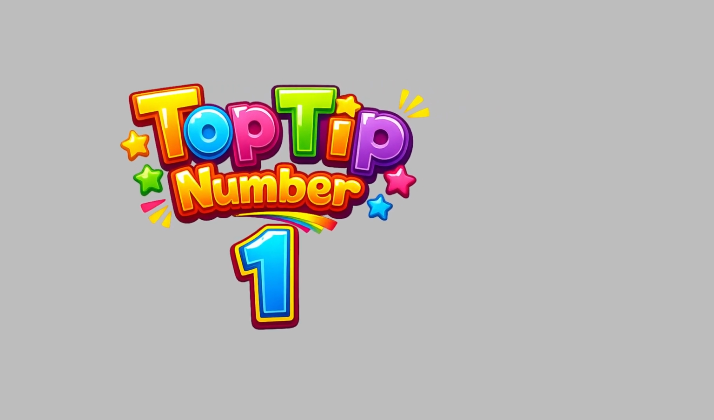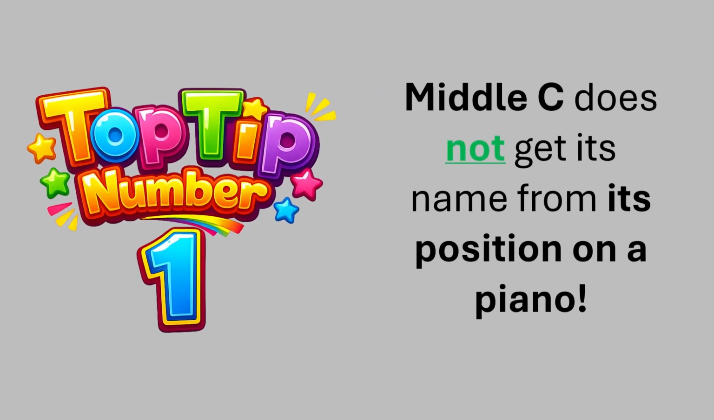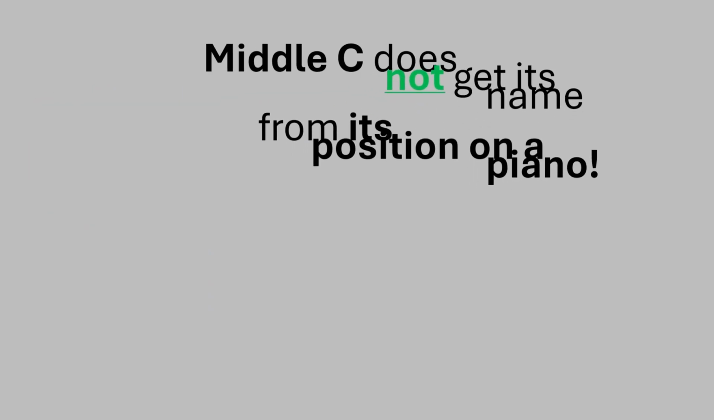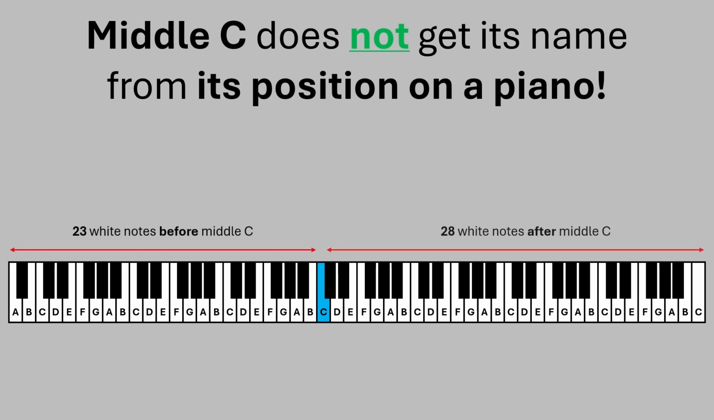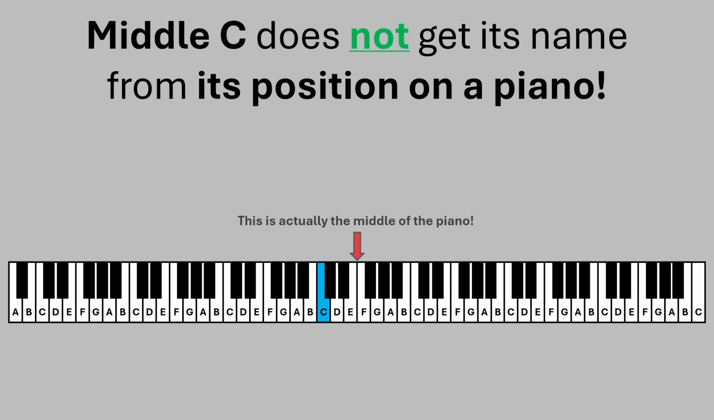Top tip number 1. Middle C does not get its name from its position on a piano. Middle C is not in the middle of a piano. There are actually 23 white notes before middle C and 28 white notes after middle C. The middle of the piano is situated between the notes E and F, just slightly right from middle C, although middle C is the closest C to the middle of the piano.